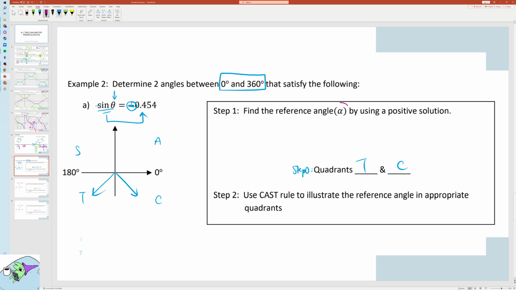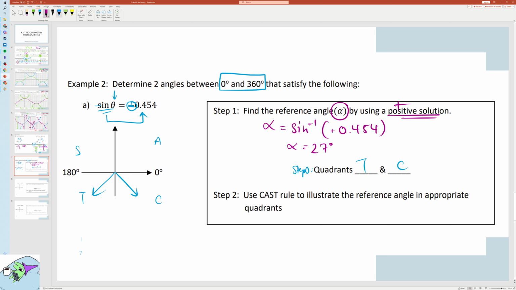So we're going to find that reference angle alpha by using the positive solution. So even though this was a negative 0.454, we will take the inverse of just positive 0.454. It is possible to work with the negative. However, our solution uses the positive version. Okay, let's grab our calculator. Second function, sine of 0.454. That's equal to 27 degrees, basically.